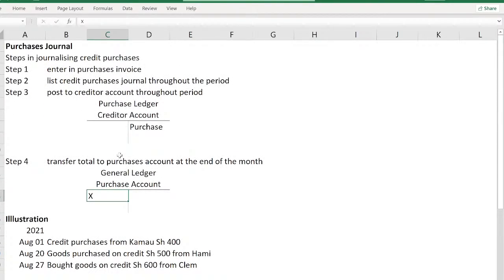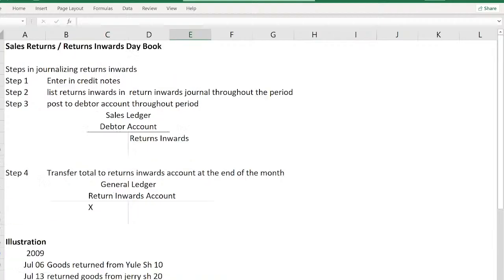So any question from that? I think it's well understood. So let's go to the sale returns or return inwards journal. We are also going to do the same. We start with the steps and then the illustrations.